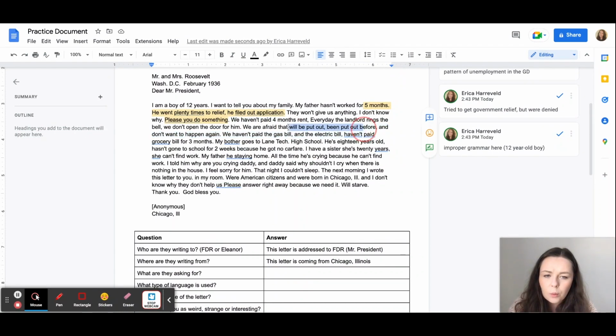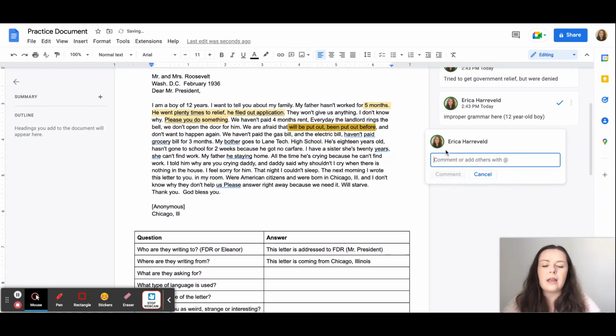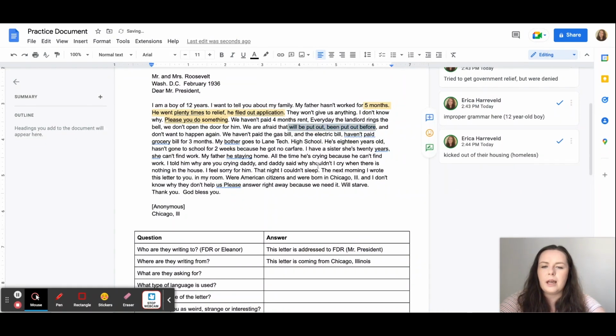So we have to think through, what does it mean? They're not answering the door for the landlord. They've been put out before. To me, that's indicating they've been kicked out of their housing, right, or have been homeless before. They don't want it to happen again.